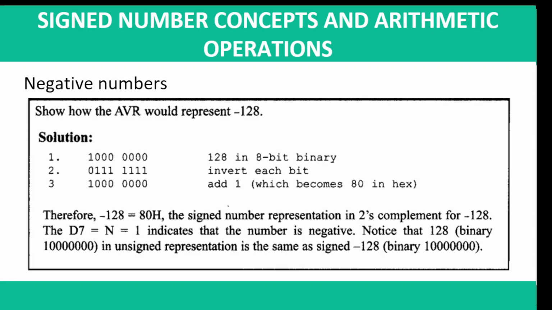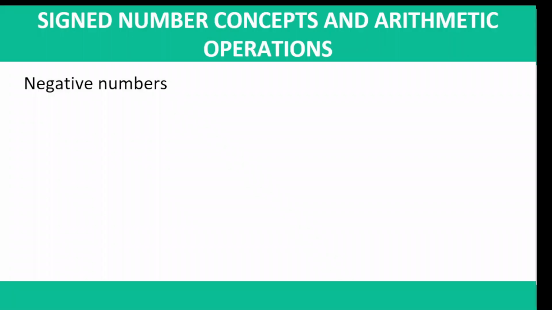Notice that the 128 binary value in unsigned representation is the same as signed negative 128. They are the same. Later on we will discuss the V flag or S flag to identify what sign it is. But here, negative 128 or 128 have the same binary representation.